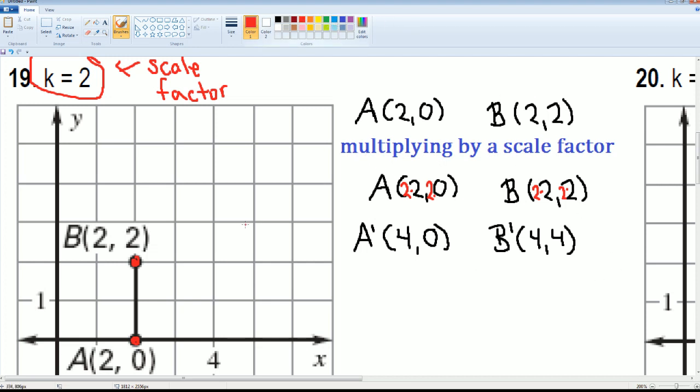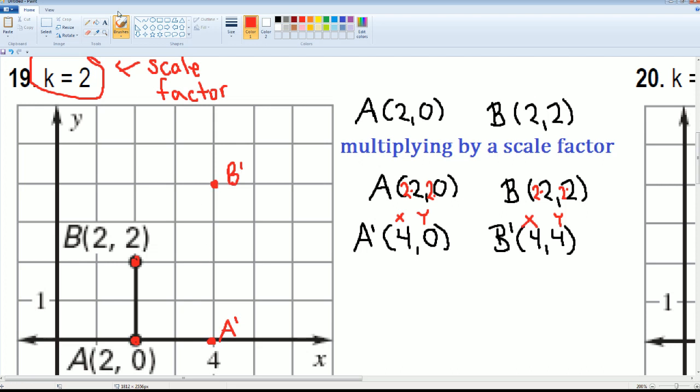So let's just graph this. Where is (4, 0)? Notice this is x and this is y. So 4 in the x, 1, 2, 3, 4, and 0 in the y. So this is considered A prime. Next, let's do B prime. 4 in the x, 4 in the y: 1, 2, 3, 4, 1, 2, 3, 4. Here you go, and this is going to be called B prime.